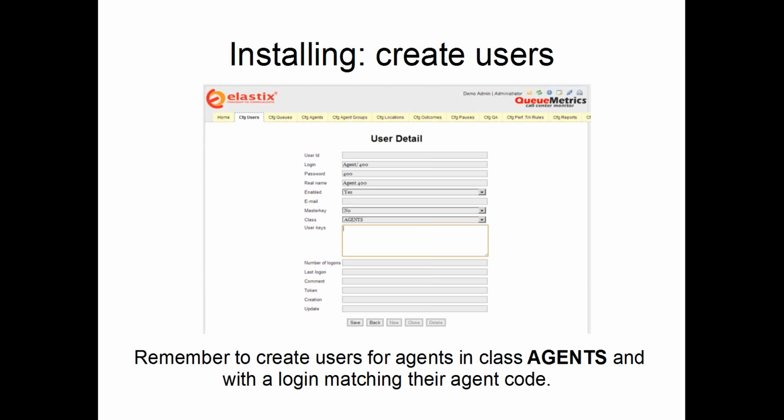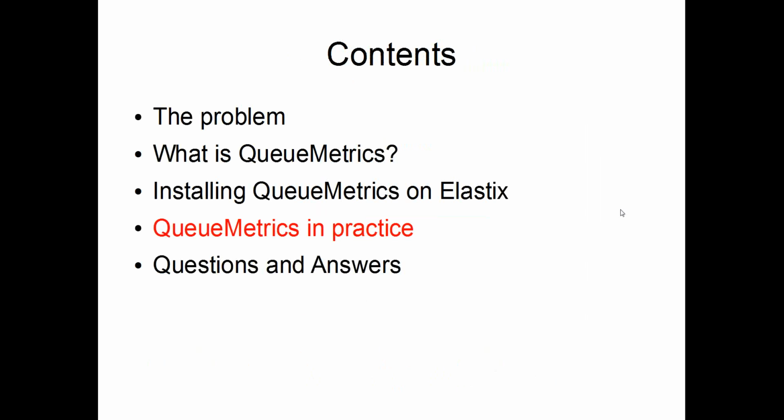And then you're going to create users. When you create a user for an agent, especially, remember to set the class to agents. You're basically going to define a login that is going to be the same as the agent code that you define, the password you want, a name, and the class as agents. With this, people are going to be able to connect to QueueMetrics. So, what does this mean? What happens when they try and connect? Let's see.